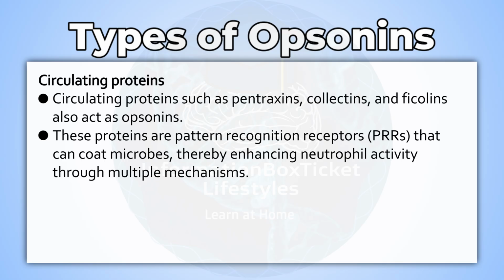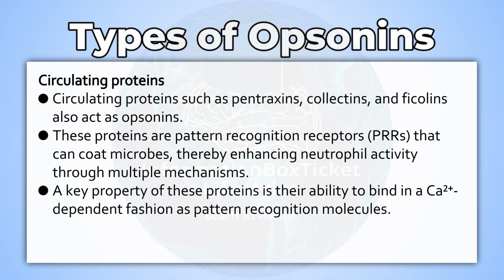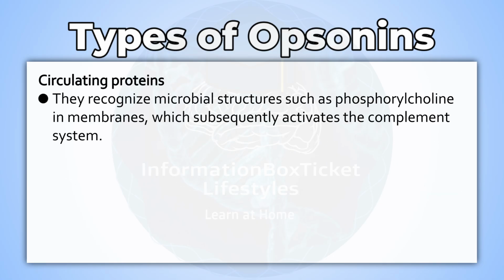These proteins are pattern recognition receptors that can coat microbes, thereby enhancing neutrophil activity through multiple mechanisms. A key property of these proteins is their ability to bind in a calcium-dependent fashion as pattern recognition molecules. They recognize microbial structures such as phosphorylcholine in membranes, which subsequently activates the complement system.